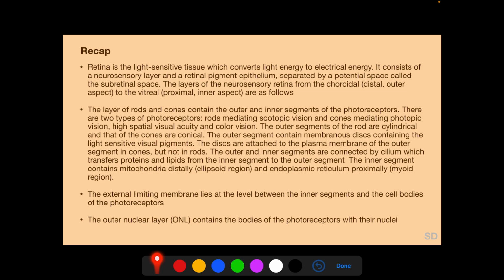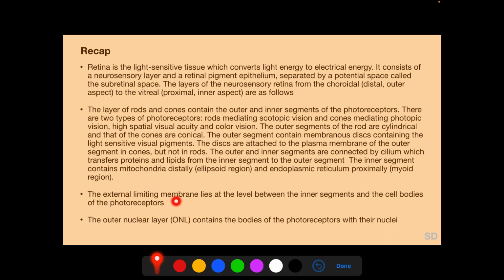The discs are attached to the plasma membrane of the outer segment in cones, but not in rods. The outer and inner segments are connected by cilium, which transfers proteins and lipids from the inner segment to the outer segment. The inner segment contains mitochondria distally in the ellipsoid region and endoplasmic reticulum proximally in the myoid region.